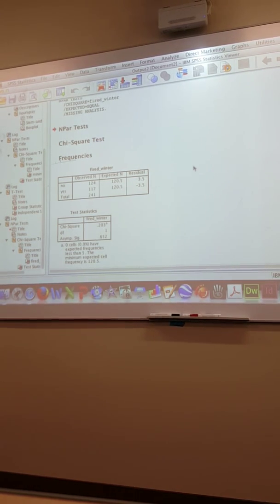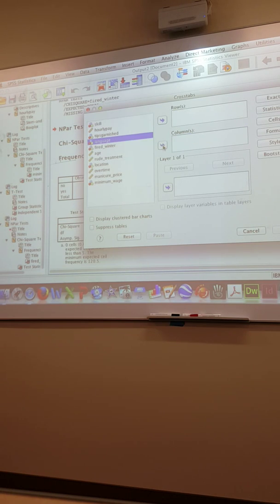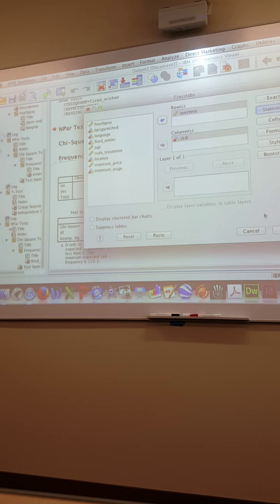Are high-skilled employees more likely to be paid overtime than low-skilled employees? What kind of chi-square? Homogeneity. Crosstabs, right? Our grouping variable goes in the columns. What's our grouping variable? Skill. And what is the proportion that we're looking at? Overtime. And remember, when you do crosstabs, you want to make sure you click on statistics and pick chi-square. If you don't do that, it doesn't calculate the chi-square for you.